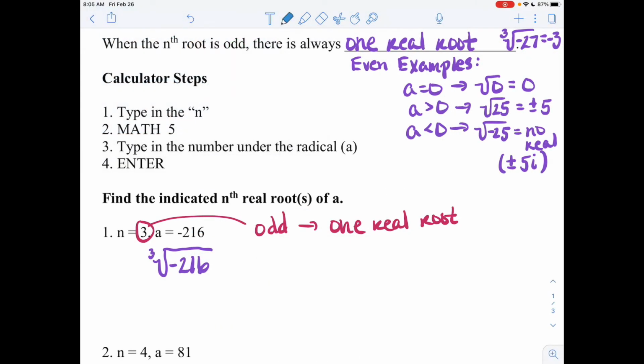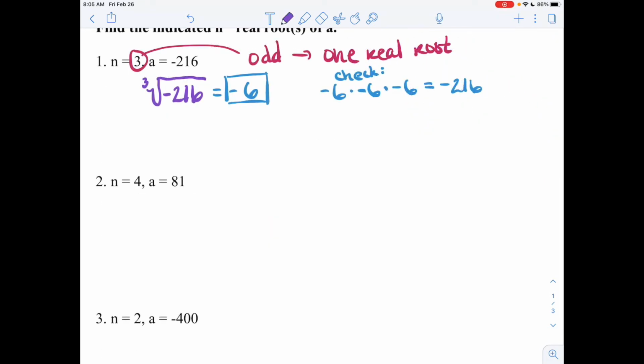All right, so Desmos told us that our one real root is equal to negative 6. And so you can check your answer by putting negative 6 times negative 6 times negative 6 into any calculator, and that's going to give you negative 216. So this is how you can check your work and see that you've done the right thing. Let's go ahead and look at our second example.